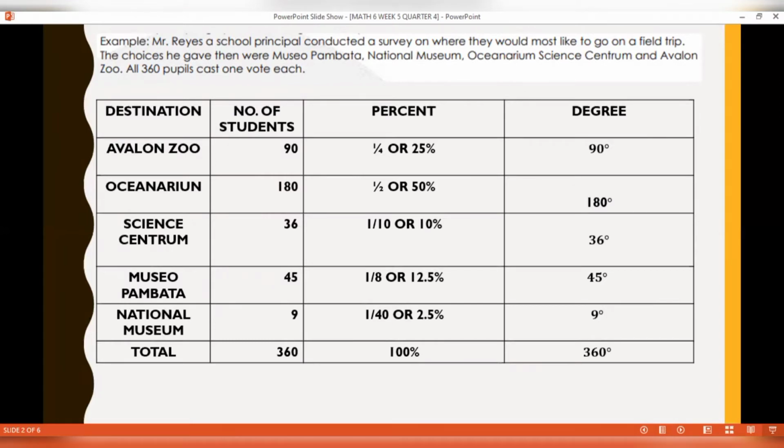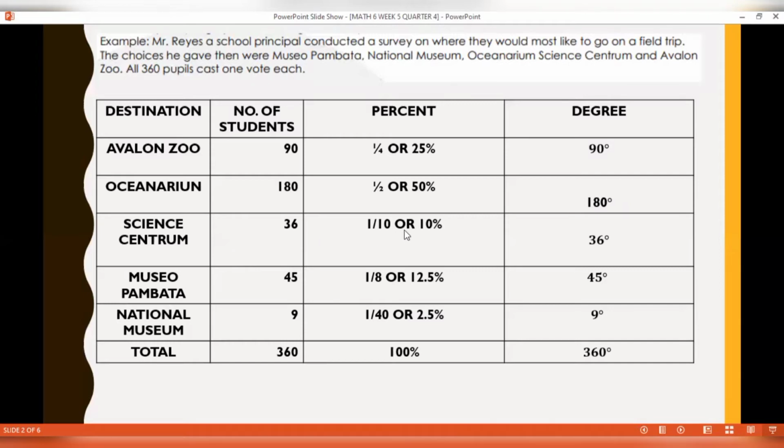So, we have here Avalon Zoo, 90 students ang bumoto, and that is equivalent to 1/4 or 25% ng kabuuang bilang ng mga bata. And sa pie graph natin, ito ay 90 degrees. Next is Oceanarium. 180 students ang bumoto. That is 1/2 o kalahati, 50% ng kabuuan na 360. And that is equivalent to 180 degrees in our pie graph. So, semicircle.